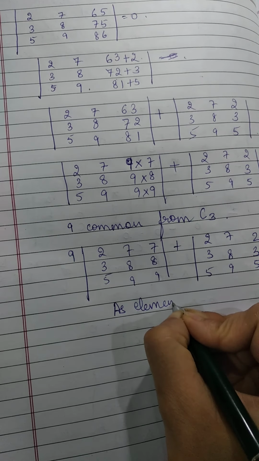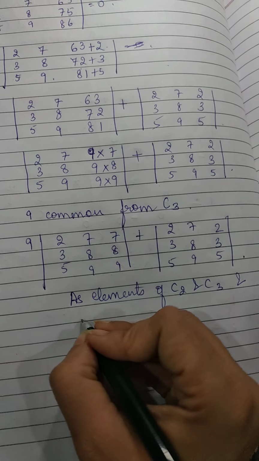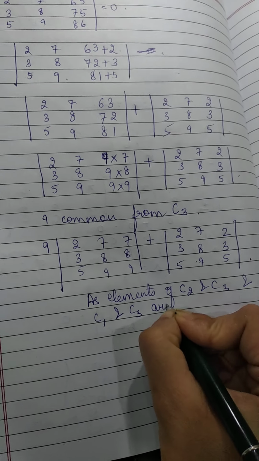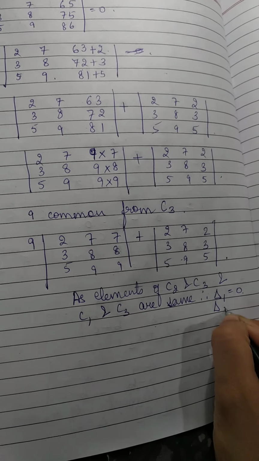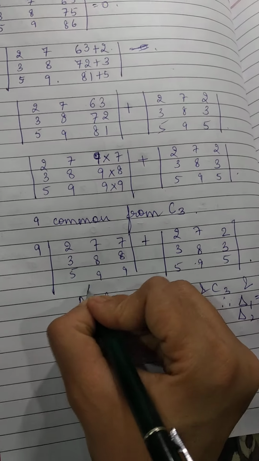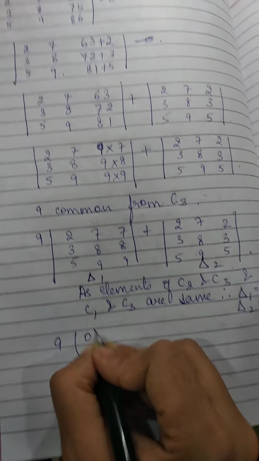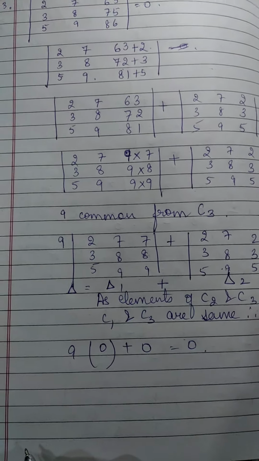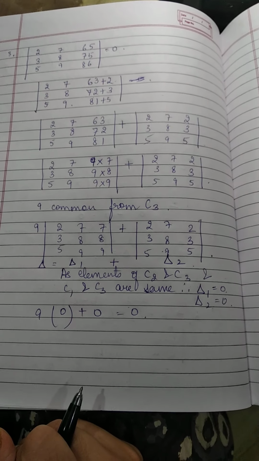In the first determinant, elements of R2 and R3 are same, and in the second determinant elements of R1 and R3 are same. Therefore, del 1 will be equal to 0 and del 2 will also be equal to 0, because we consider this as del 1 and let's say this comes out to be del 2. So 9 into 0 plus 0 equal to 0. So let's say del is equal to del 1 plus del 2. Right? So this is why we get it as 0. I hope it's clear.